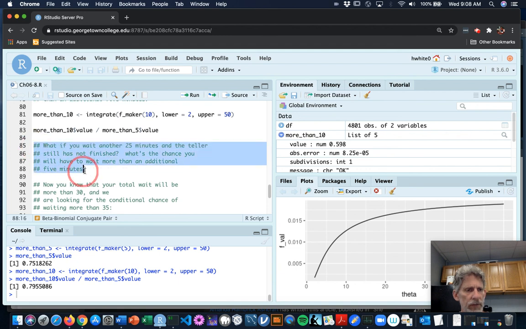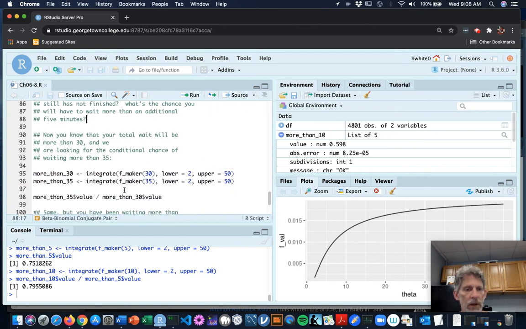Next one down the pike here. What if you wait another 25 minutes? So you've waited about 30 minutes by now, and the teller is still not finished. What's the chance you're going to have to wait more than an additional 5 minutes? Well, this is going to be pretty easy. That would be the chance of waiting more than 35 total, given that you've already waited more than 30 total.